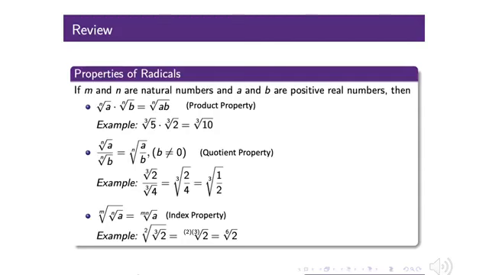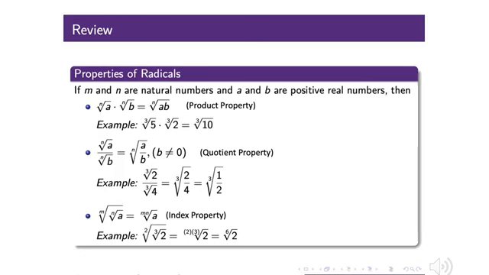Because radicals are defined in terms of rational powers, the following properties of radicals are just similar to those of the exponential expressions. If m and n are natural numbers and a and b are positive real numbers, then the product of nth root of a and nth root of b is just equal to nth root of ab. To illustrate the product property of the radical, we have the following example. The product of cube root of 5 and cube root of 2 is just equal to the cube root of 10.